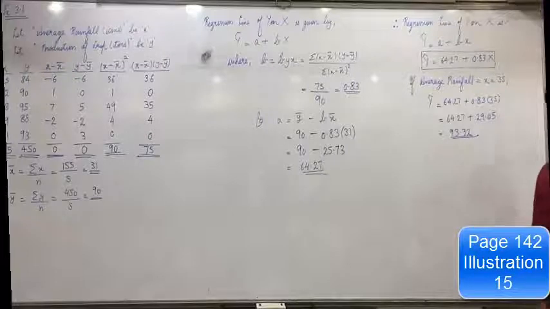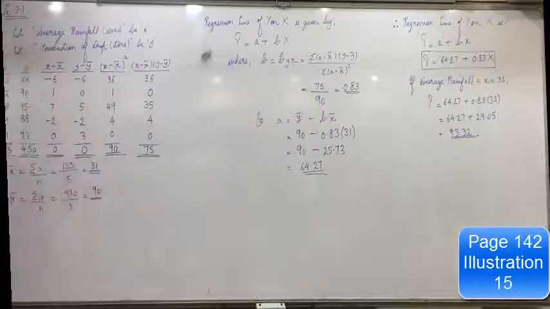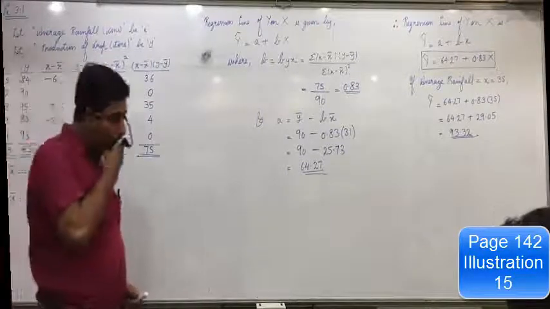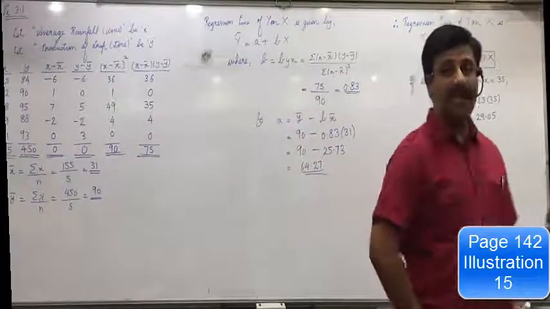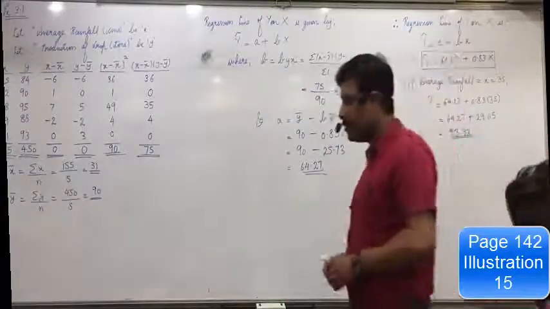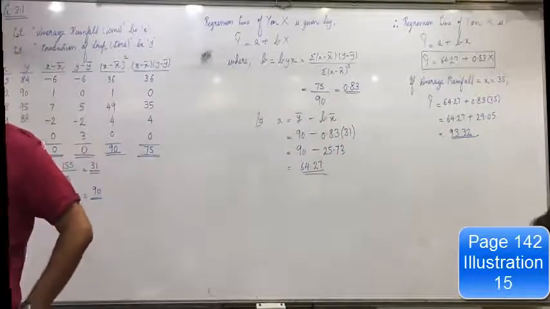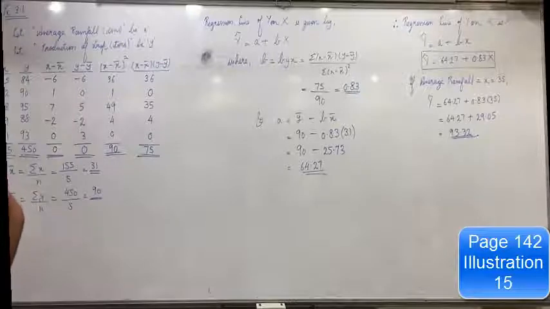So that statement we will write at the end as: if average rainfall is 35 centimeters, then production of crop will be 93.32 tons.